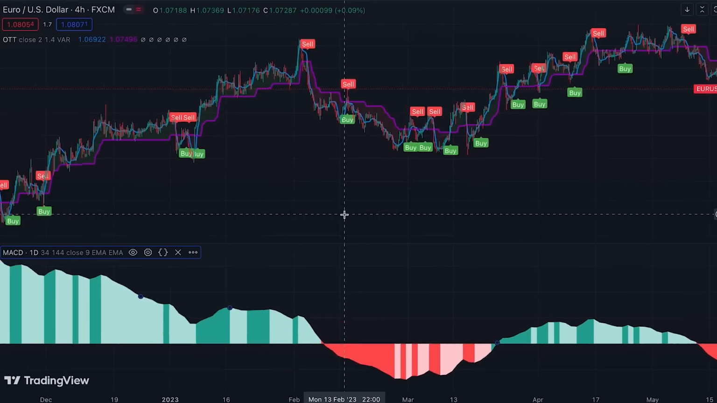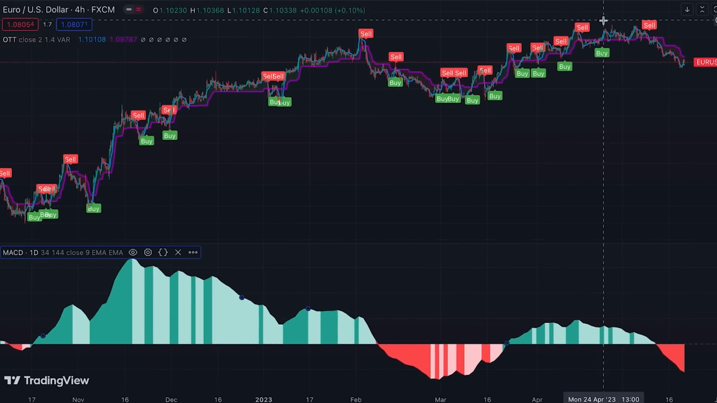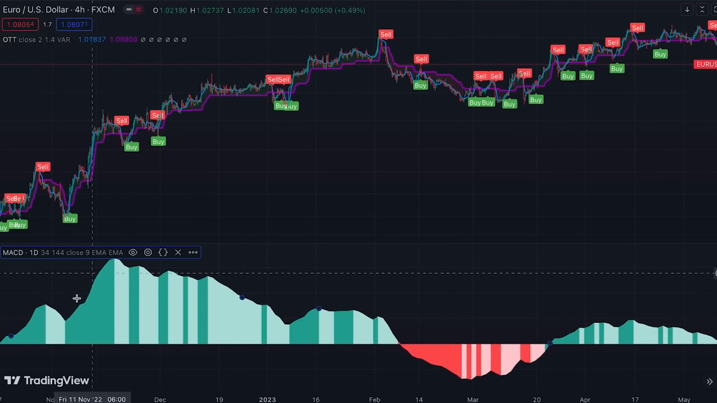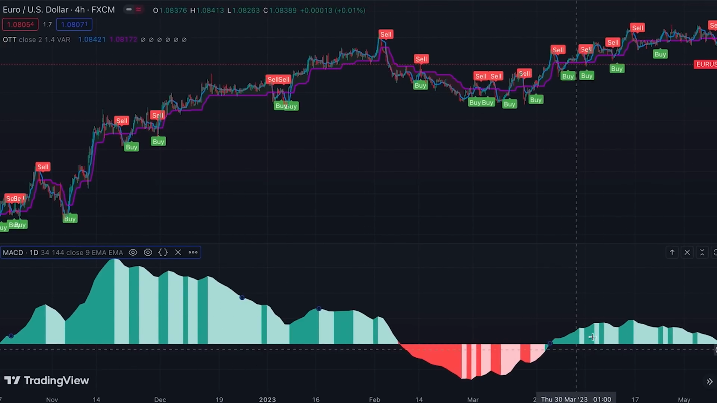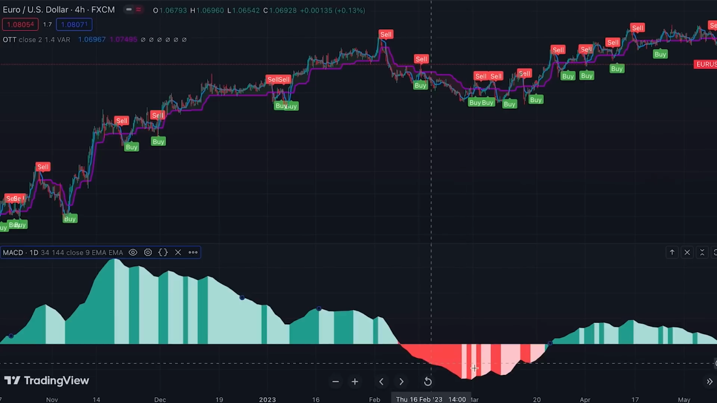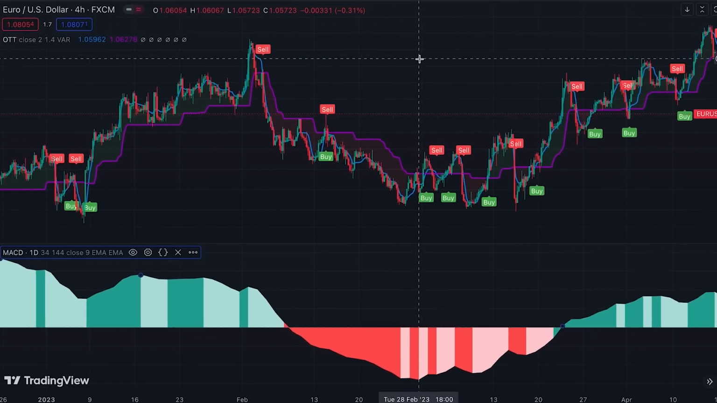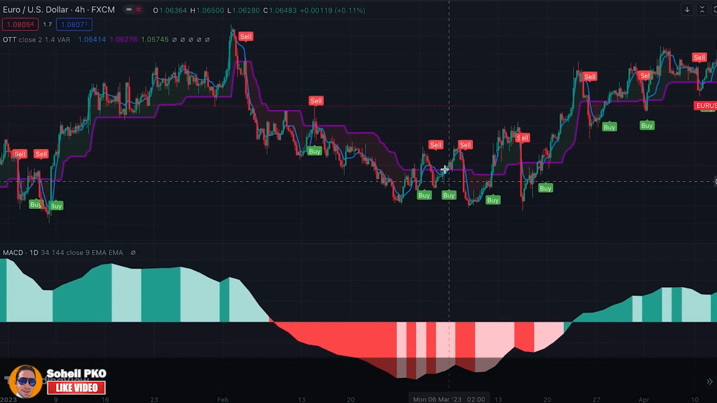Alright, when MACD is green, the trend is up, and when it's red, the trend is down. When MACD histogram is green, we only take buy signals. We don't take sell signals when the MACD histogram is green, and when MACD is red, we only take sell signals. But still we have another problem here, and that's when the market is in a trading range.